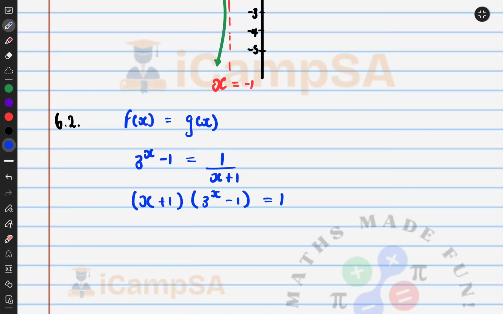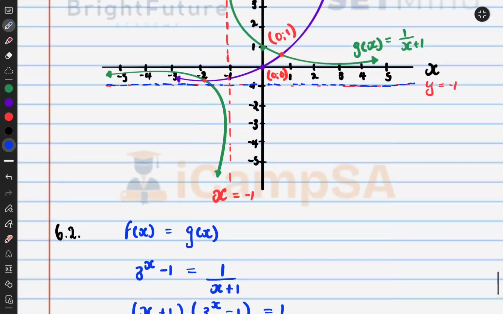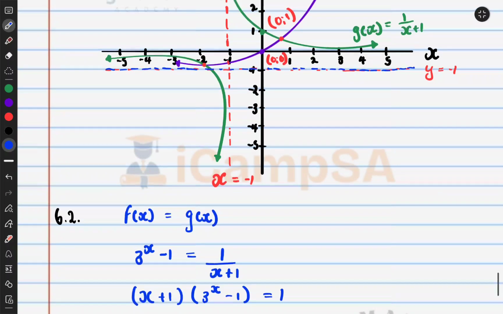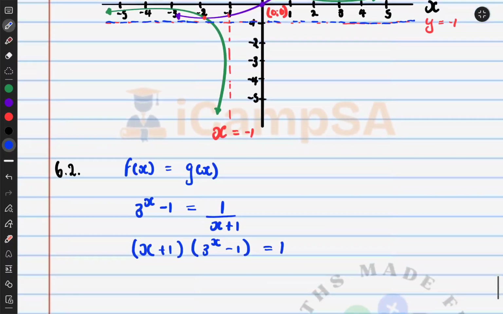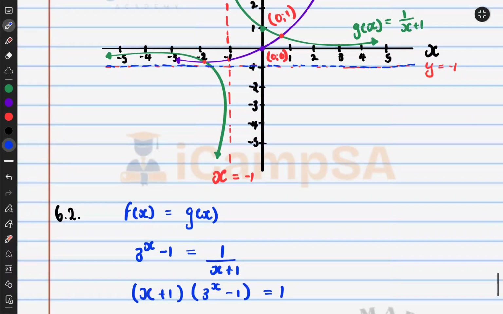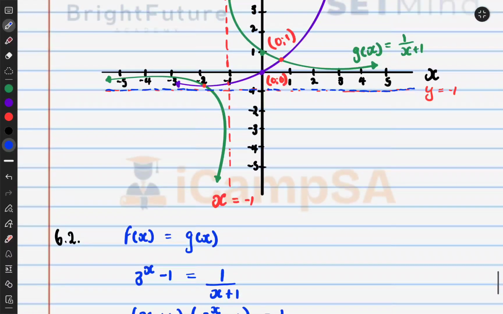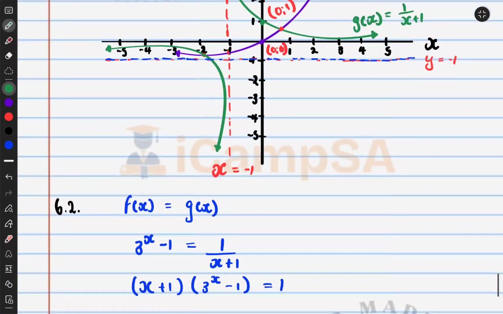Now you see what we have there. It's really complicated. We have x as the exponent, and then we have x. We basically have two unknowns, which makes sense because we have two values of x. But we are not interested in the one on this side. Let's just use the graphs to determine this. This is 6.2.